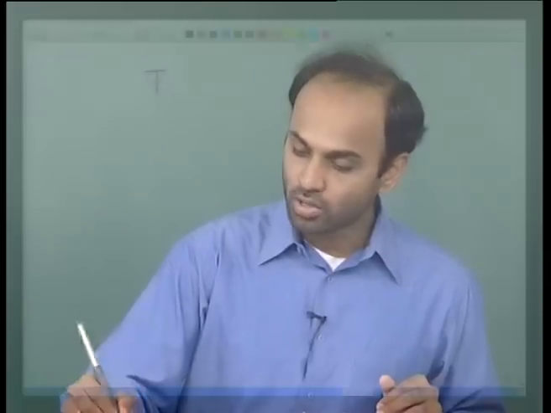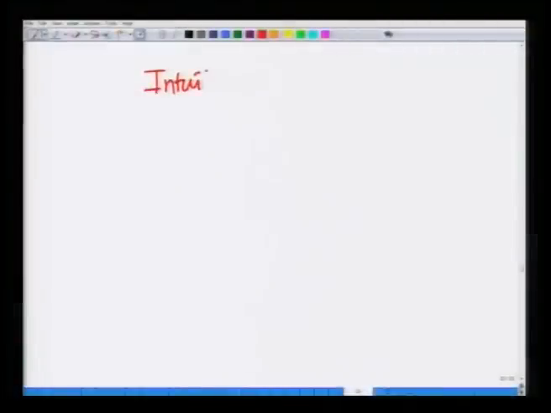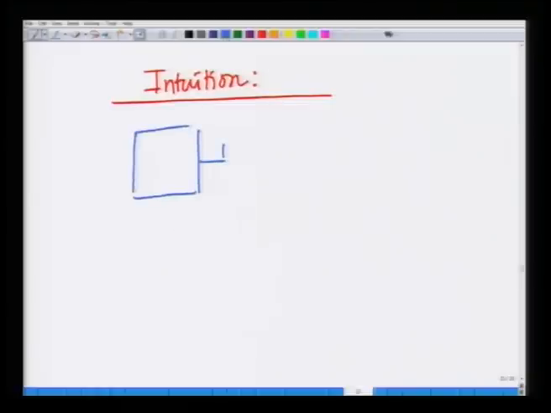Now, intuitively, why is this happening? What is the intuitive reason for this? Let us look at a system with one transmit antenna and one receive antenna. That is, I have a system with one transmit antenna and one receive antenna. There is only one link. We saw this example earlier. There is only one link between the transmit antenna and the receive antenna.